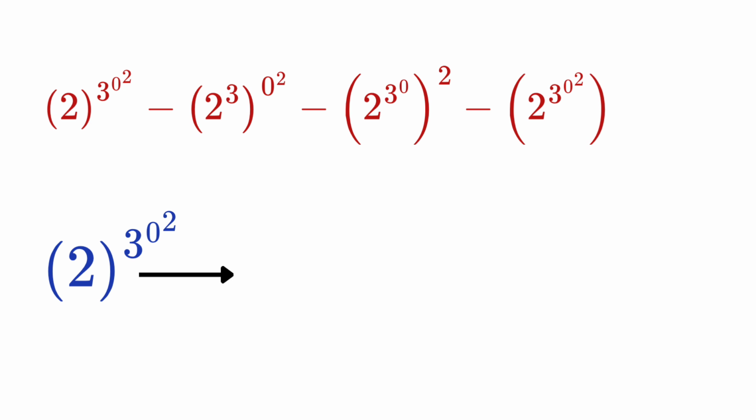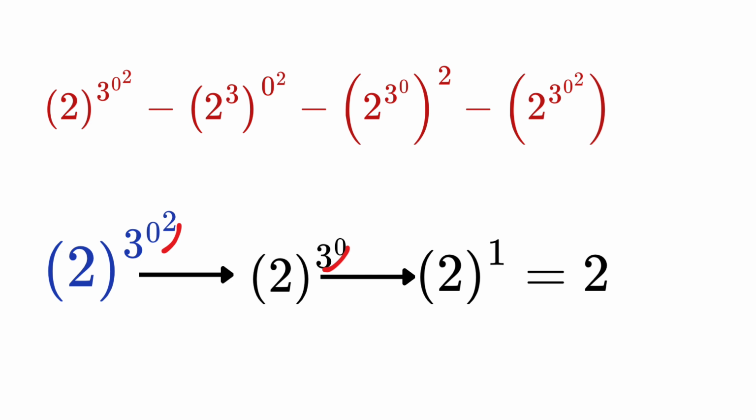Firstly, we have to take first term. If we observe here, 0 square is there, so 0 square is equal to 0. So here 3 power 0 is there, so 3 power 0 is 1. 2 power 1 equal to 2.